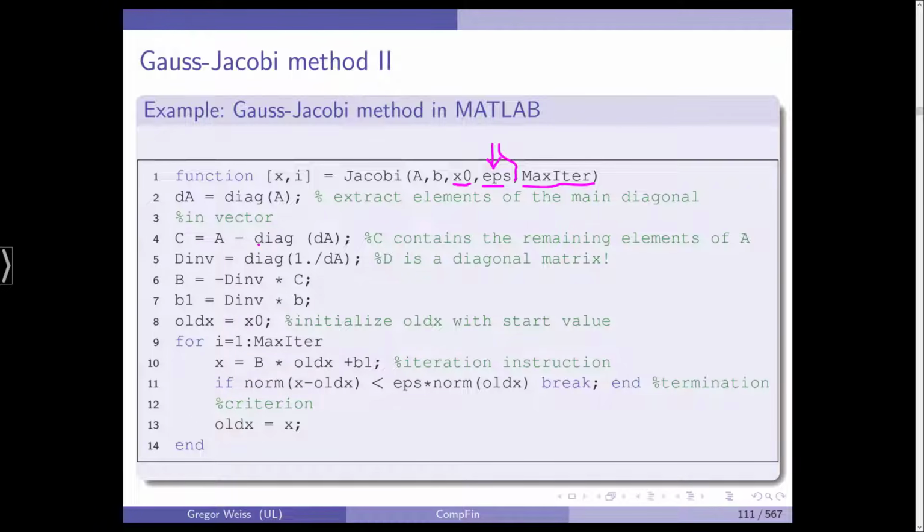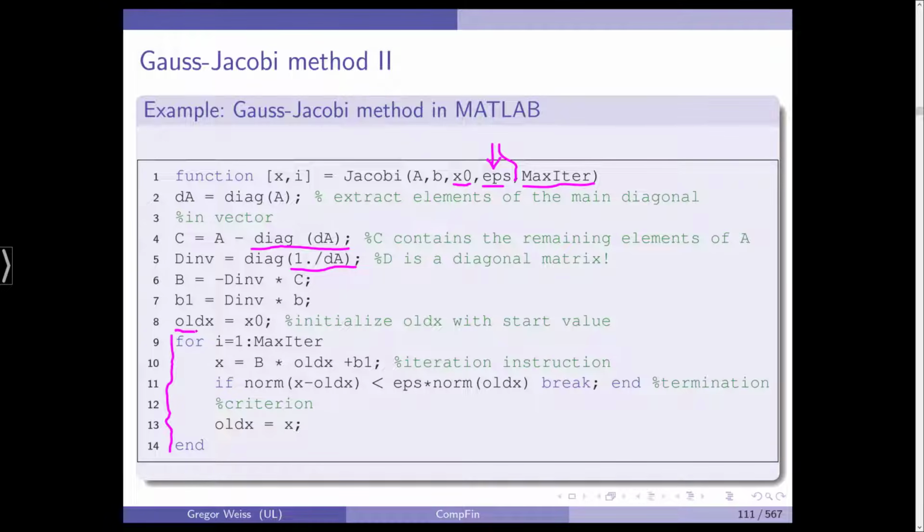C is A minus the diagonal matrix of dA. D inverse, or D-inf, is the diagonal matrix D inverted, which is quite simple because it's a diagonal matrix, and diagonal matrices are simply inverted by inverting all the diagonal entries of that matrix. B is then given by minus D-inf times C. B1 is D-inf times b. So it's just a number of lines in which we multiply the different vectors and matrices so that we don't have to include this in the main for sequence.